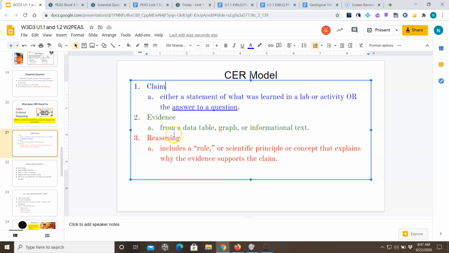The second part is the evidence. And that evidence, if you're doing a lab or if you have lab data, you can gather that from lab data, like a data table or a graph, or you can get that from the informational text. And that's what we're going to be doing. We're going to be using what we've learned about the history of the Earth as our evidence. And then finally, the reasoning includes the rules or scientific principle or concept that explains why the evidence supports the claim. Now, this last part, the reasoning, we haven't learned what we need to learn to provide the reasoning. So we're only going to focus on the claim and the evidence for right now for our essential question.